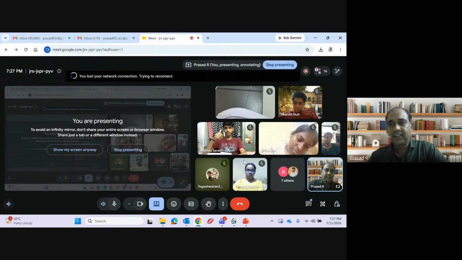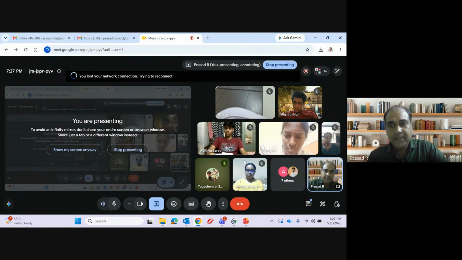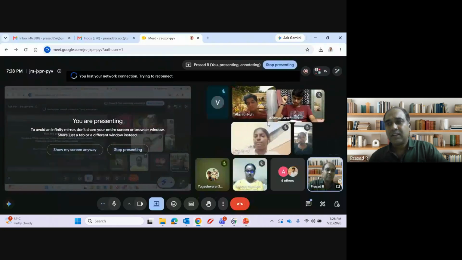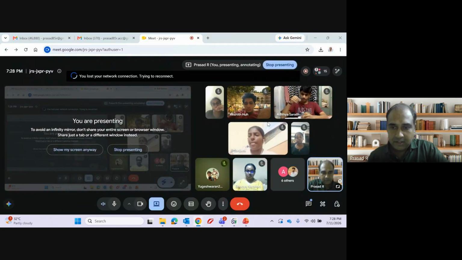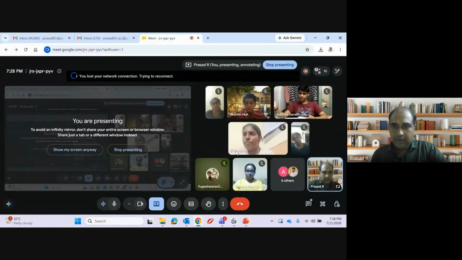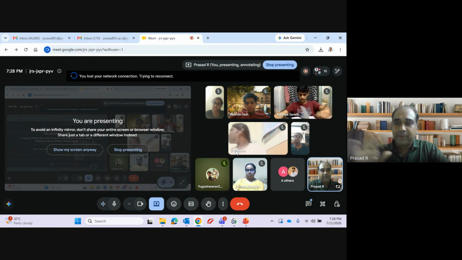So in case of a credit sale, if I make a credit sale to Mr. X, that Mr. X is called a debtor. We also call this trade receivables, but trade receivables is a slightly broader term. It includes bills receivable also. Interchangeably, even today, we use the words trade receivables and debtors. To the entire world, it is the same term.